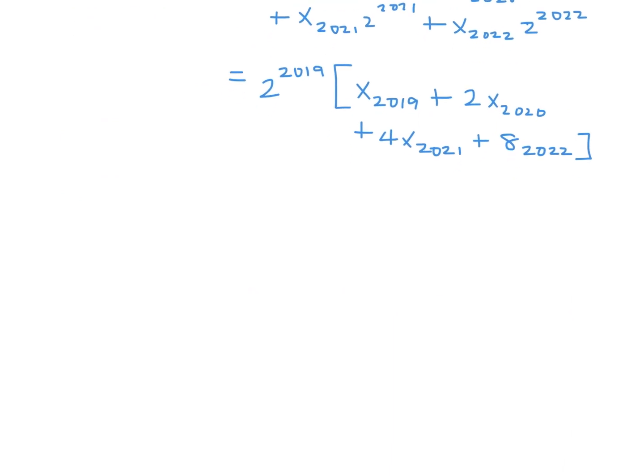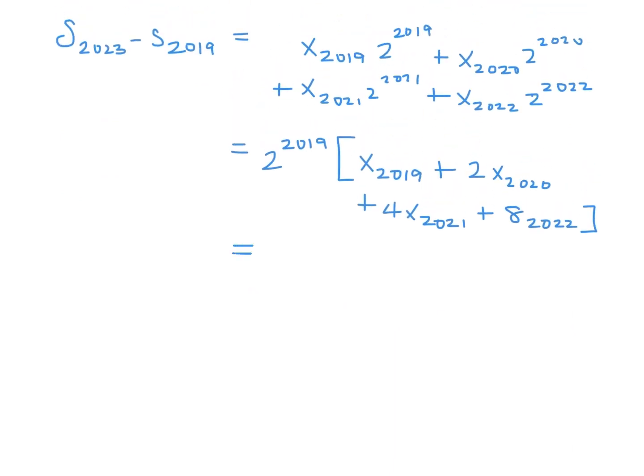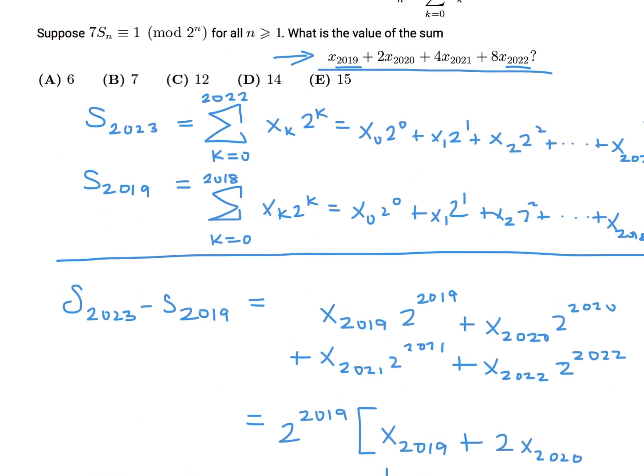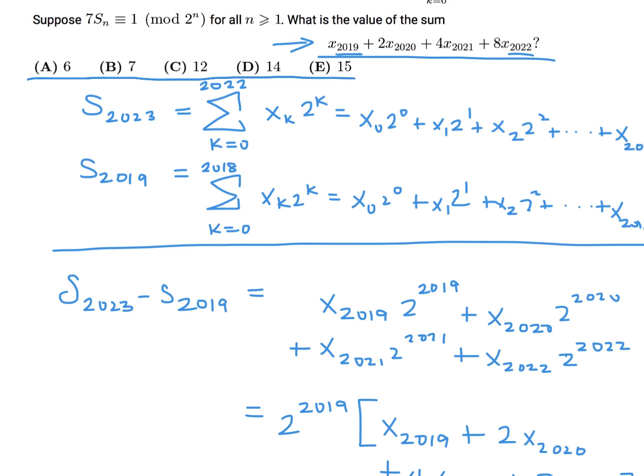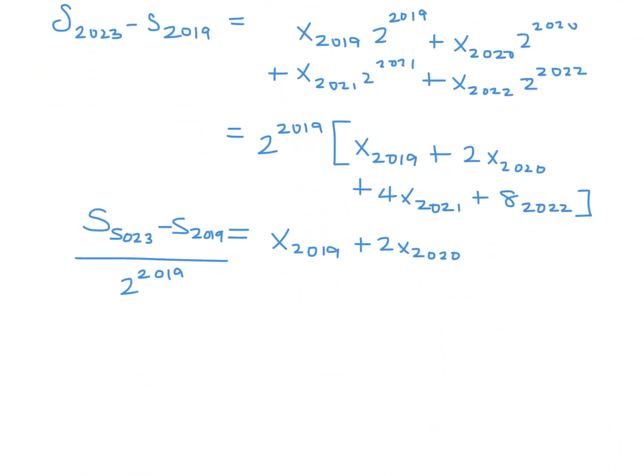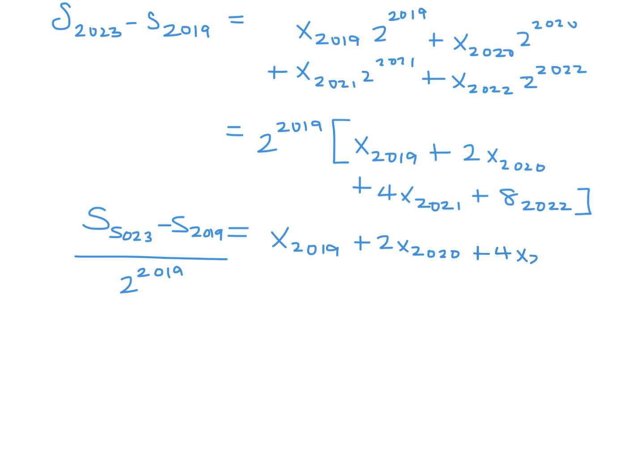Okay, great. So if I divide through by 2 to the power of 2019, I get S2023 minus S2019 all over 2 to the power of 2019. And basically this is the expression that we have to figure out the value of. I think we need to figure out a numerical value. Okay, so here are the answer choices. So it's a number between 6 and 15. Okay, so hopefully we are moving in the right direction here. Now we've got to concentrate on this guy here, because this one will basically give us the answer.